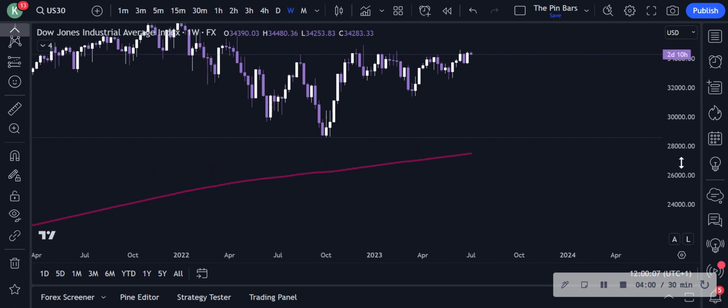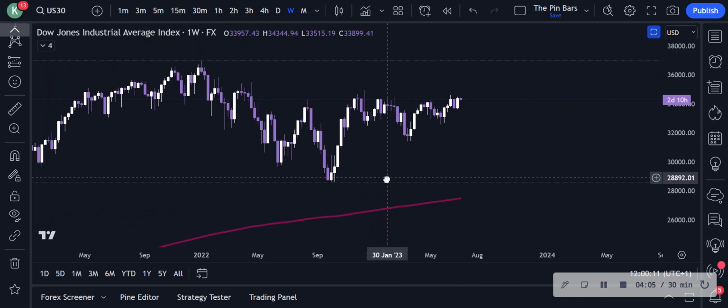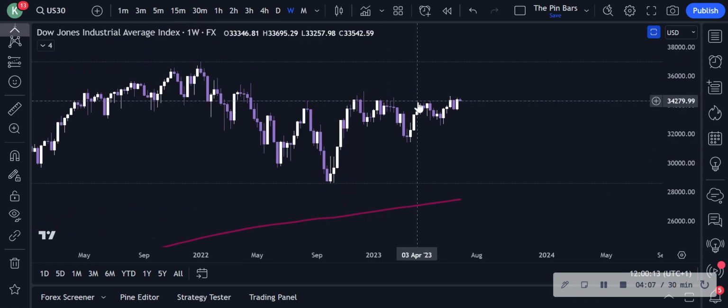And if you can see here on a weekly, we are also bullish. We did do a drop like what we saw on a monthly, and then we had a break of structure here to the upside.